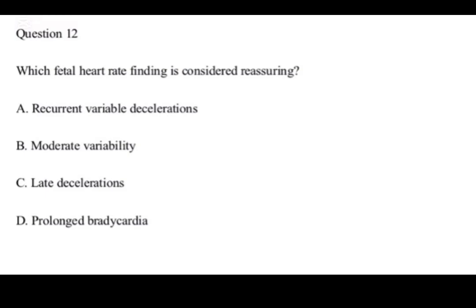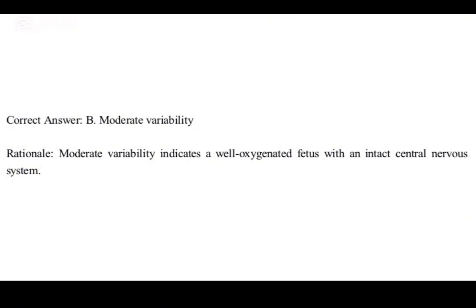Question 12. Which fetal heart rate finding is considered reassuring? A. Recurrent variable decelerations. B. Moderate variability. C. Late decelerations. D. Prolonged bradycardia. Correct answer, B. Moderate variability. Rationale: moderate variability indicates a well-oxygenated fetus with an intact central nervous system.